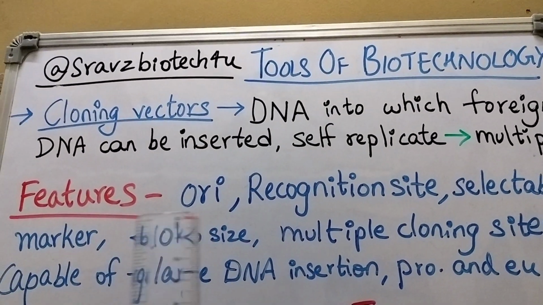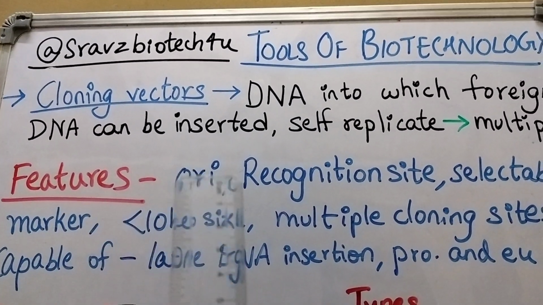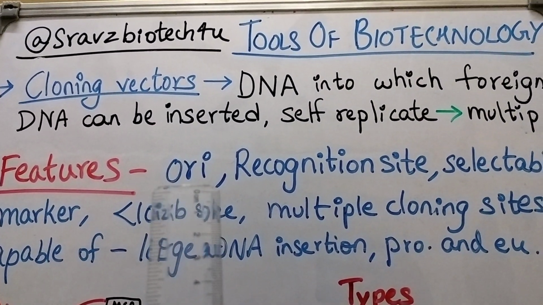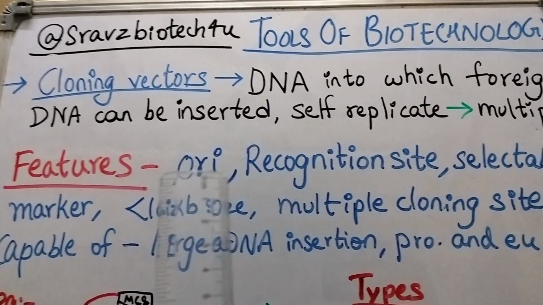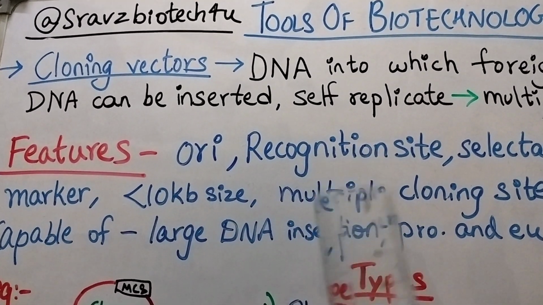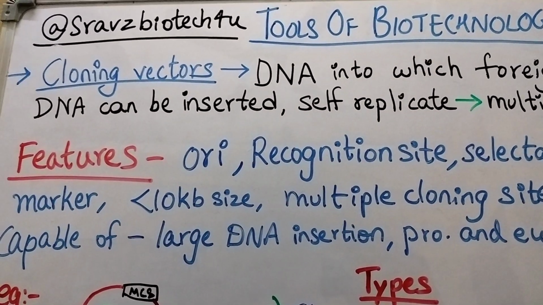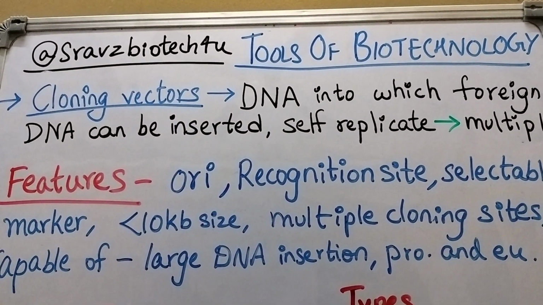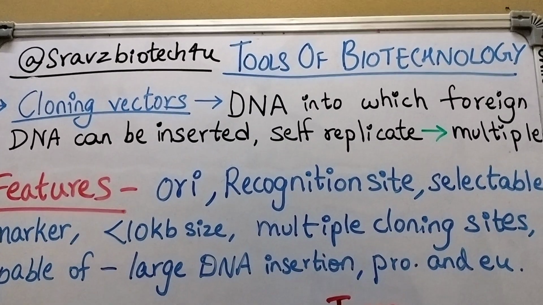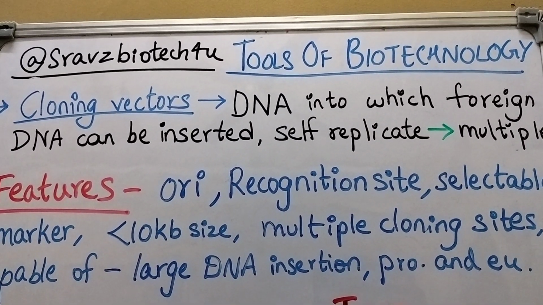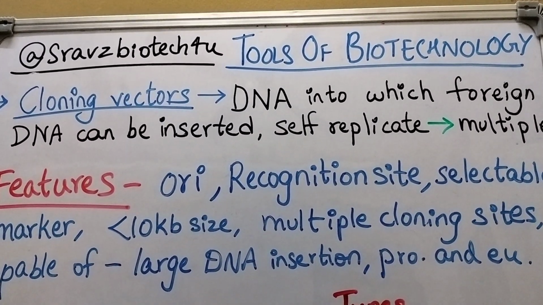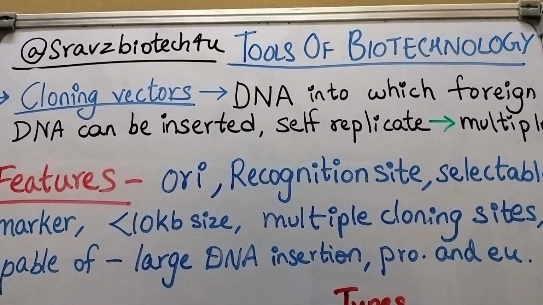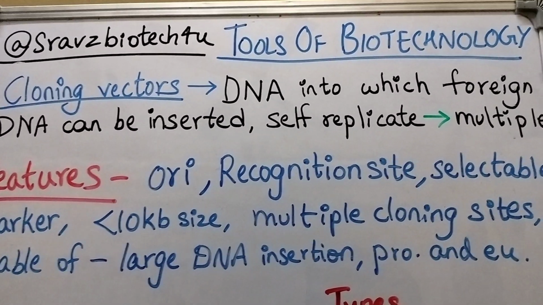Coming to the features of cloning vector, the first one is ORI. ORI stands for origin of replication. It is a DNA sequence at which replication is initiated on a chromosome, plasmid, or virus. A cloning vector should possess an ORI for it to self-replicate inside the host cell.